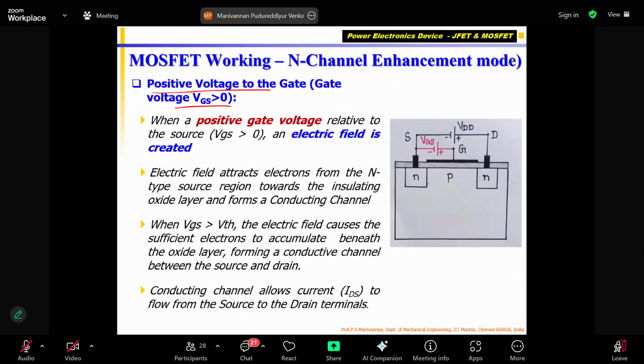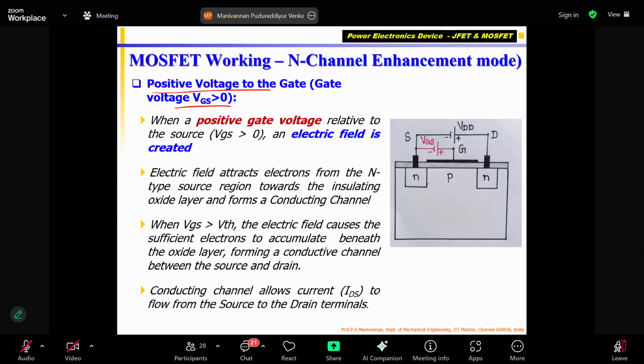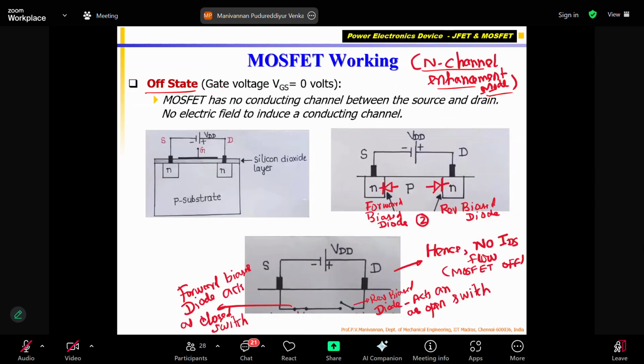First you have, see, this is the off state. From that, you have to make it working. Current flow, we are talking enhancement mode. That means we need to supply a gate voltage. Gate voltage should be greater than 0. In case of off mode, we can see the gate voltage is 0. We are talking about enhancement mode.